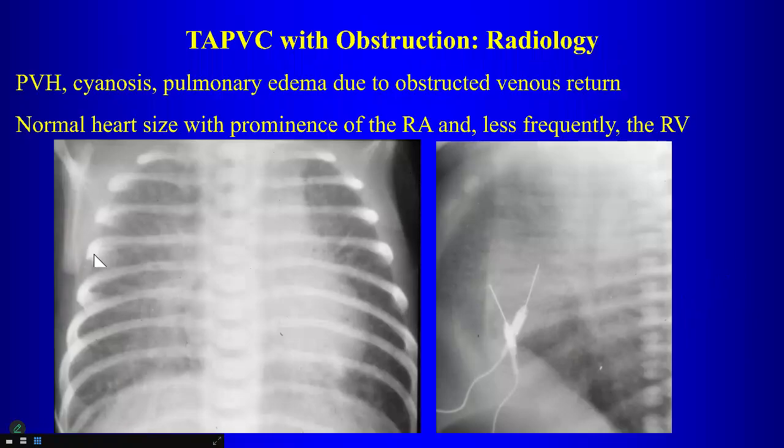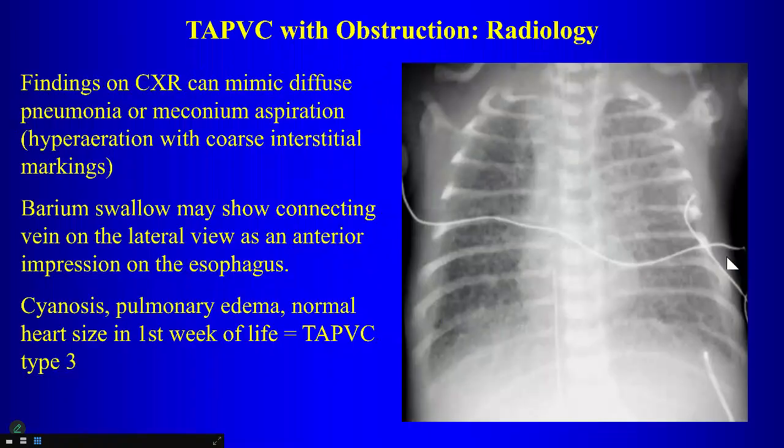Okay, normal heart size, pulmonary edema, cyanosis, total anomalous pulmonary venous return, type 3. So that you want to remember.